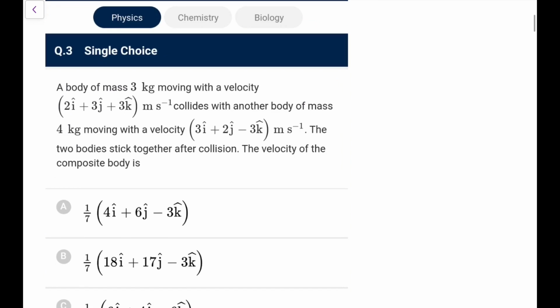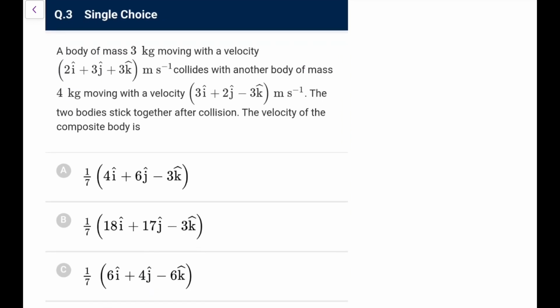Next one, a body of 3 kg goes with a velocity 2i plus 3j plus 3k, collides with another body of 4 kg moving with this velocity. The two bodies stick together, find the velocity of the composite body. That means this is a perfectly inelastic collision. You can directly say m1 u1 plus m2 u2, perfectly inelastic, therefore that would be equal to m1 plus m2 times v.